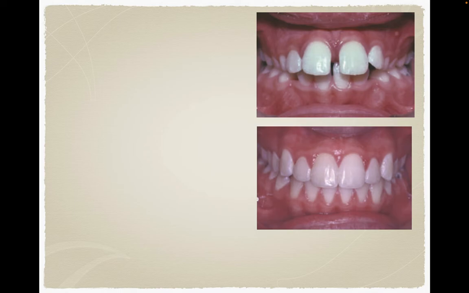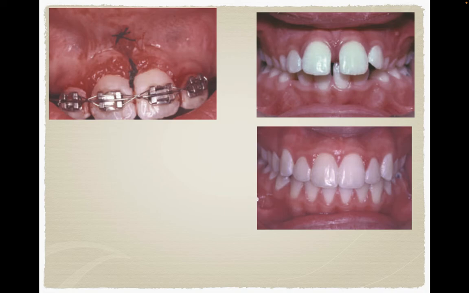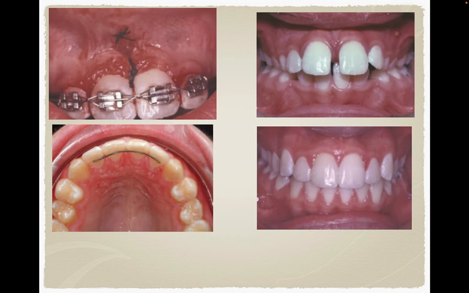I want you to notice something here: this patient's median diastema was closed, frenectomy was done, but what? A bonded retainer is still placed. So why is that? Because according to the evidence, it will reduce the relapse from 90% to 20%. But we still have 20%, which means 1 out of 5 patients with median diastema will relapse. So you need to provide the patient with a bonded retainer.